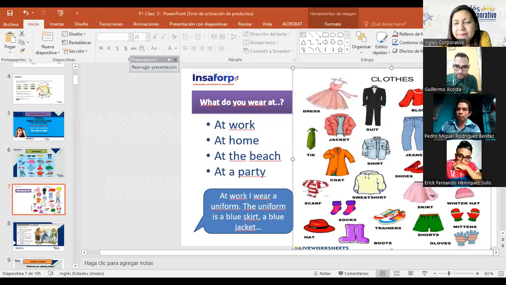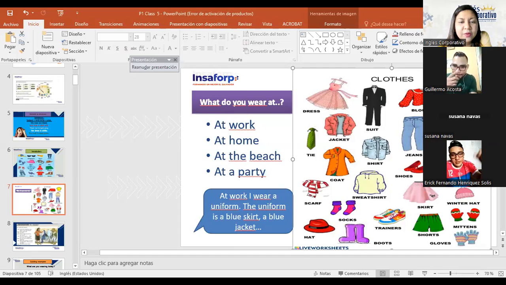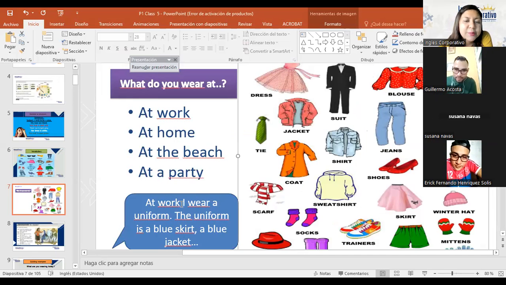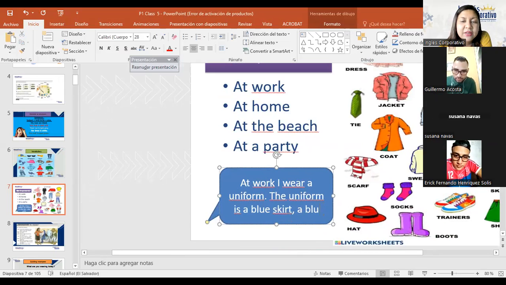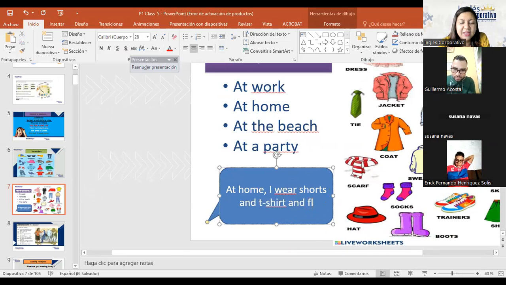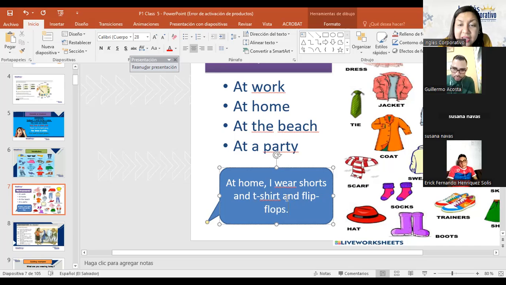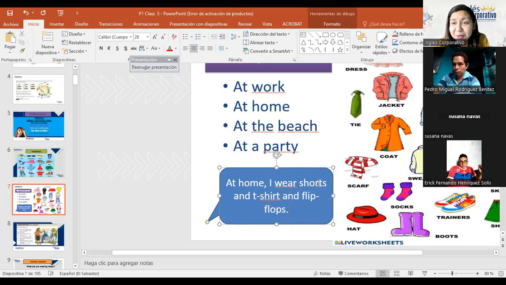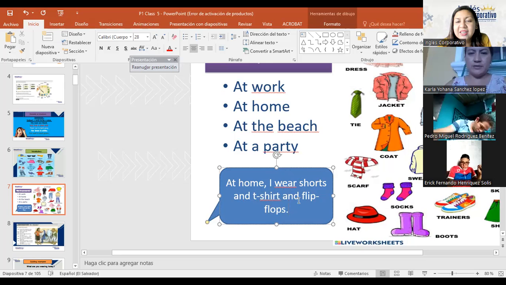¿Sí ven la pantalla? Yes. Okay. Aquí estaba at work. Les voy a cambiar aquí. Vamos a escribir at home. At home, I wear shorts and t-shirts and flip-flops. Este es en mi caso. ¿Qué significa? En casa, yo visto, me pongo shorts, pantalones cortos, es la traducción al español. Una camiseta y jeans, los que llamamos jeans o chanclas.